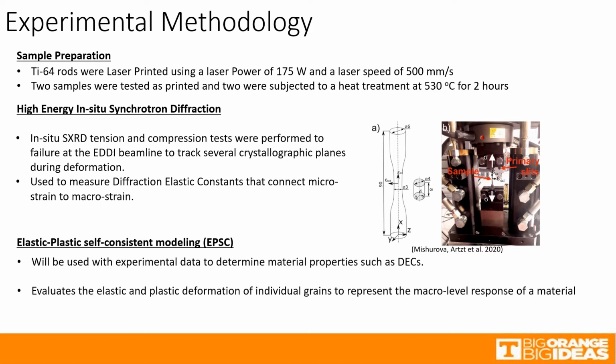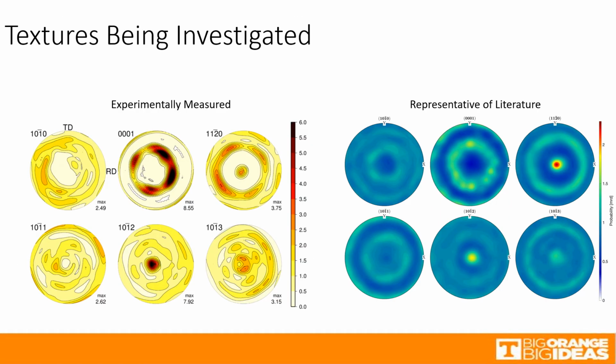An elastic plastic self-consistent model will be used to fit experimental data to determine material properties. The model works by evaluating the elastic and plastic deformation of individual grains to represent the macro-level deformation response of a material. On the left is the texture of the generated grain set that is used to represent the experimental data. As you can see, it has a very sharp double fiber texture along the 110 and the 102 directions.